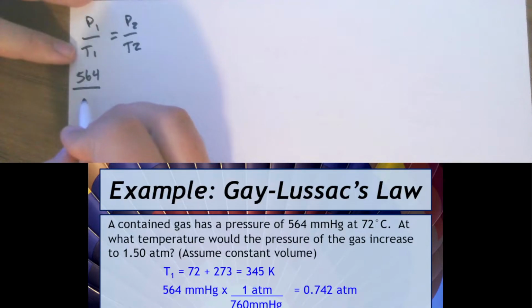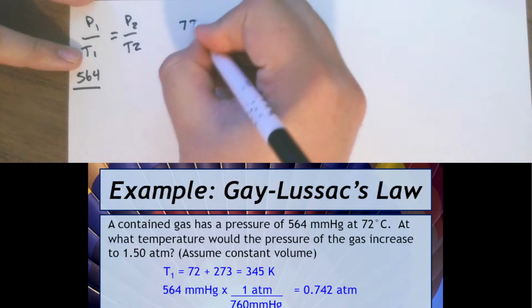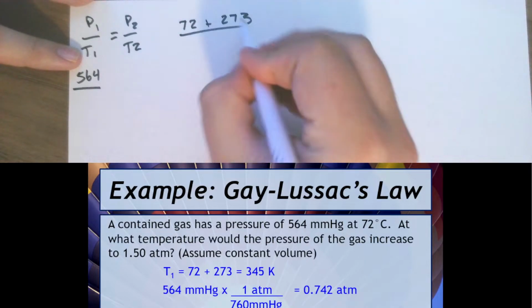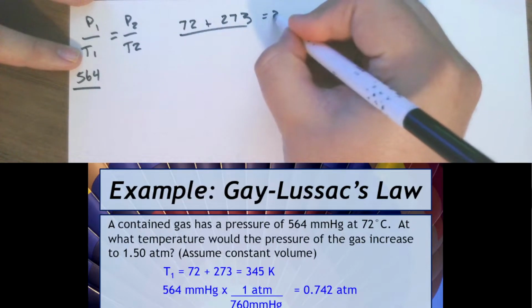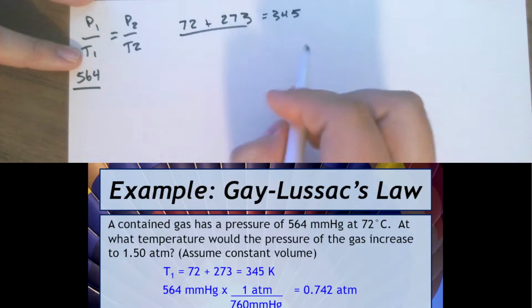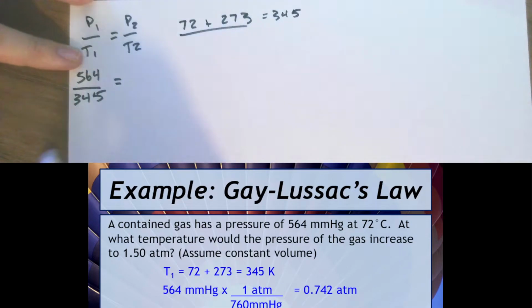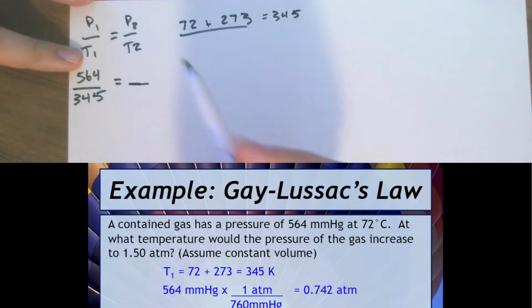I'm going to divide it by my temperature 1, which is 72, but I have to take that 72 and add 273. And I get 345. That's my temperature in Kelvin. That's what I'll put down here. Even if the problem has no negative numbers, you need to convert to Kelvin. Okay? My pressure on top up here is 1.5 atms. I can't just plug that in directly because it's in a different unit.